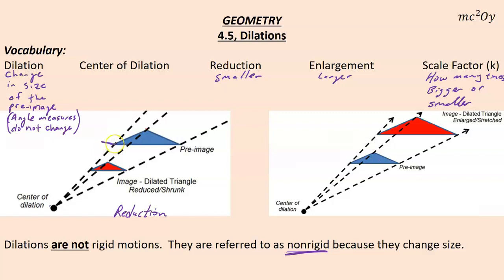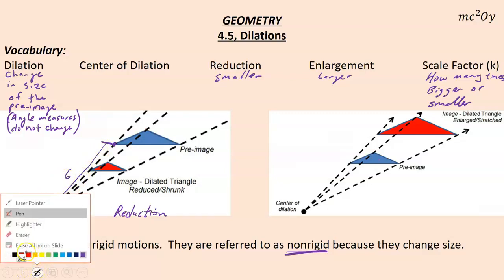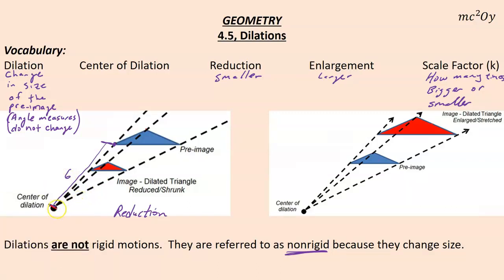Let's say from this left vertex down to the center of dilation has a length of 6. Okay, let me switch up colors here. Let's say from the center of dilation out to this vertex has a length of 3. Well, when you're trying to find your scale factor, you're comparing 6 to 3. And when you compare 6 to 3, really you have two options. You can say it's 6 to 3, or you can compare it at 3 to 6. You just flip it over.